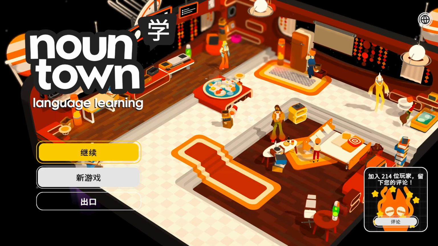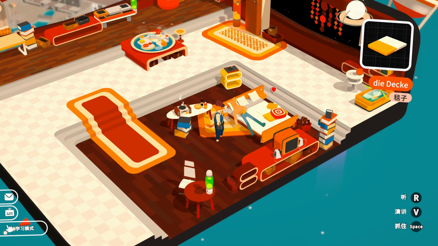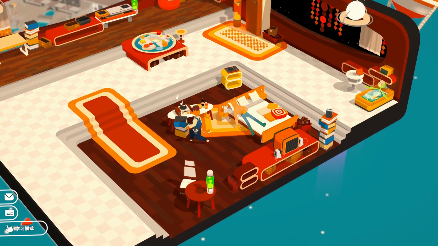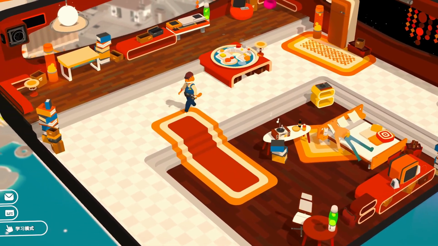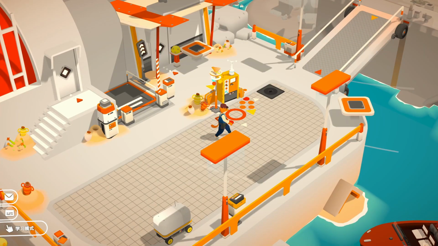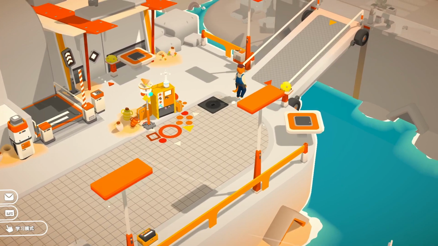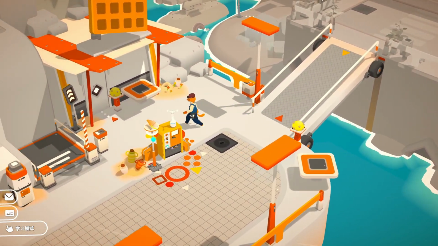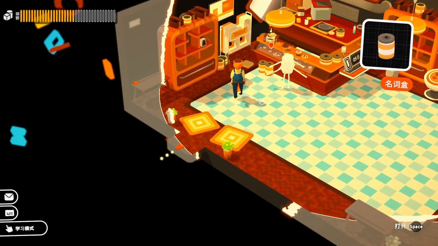Today we are going to review a language learning game called Noun Town. Based on the description, it can help you expand your vocabulary in more than 10 languages, especially in the field of nouns. I generally support the idea of learning through games because we can study at our own pace and there is no peer pressure. Besides, we know whether we made a mistake immediately.